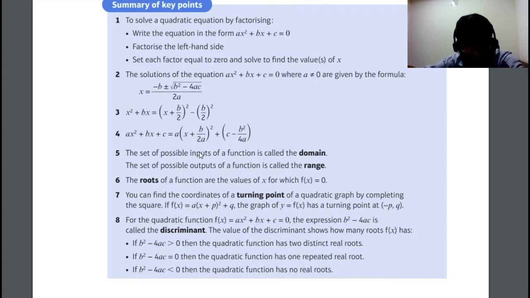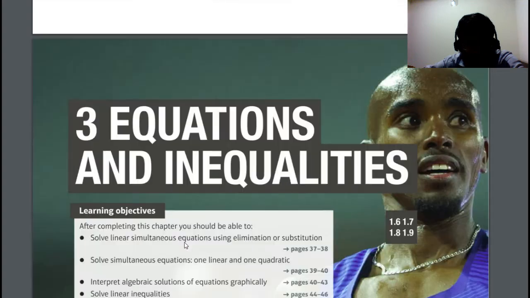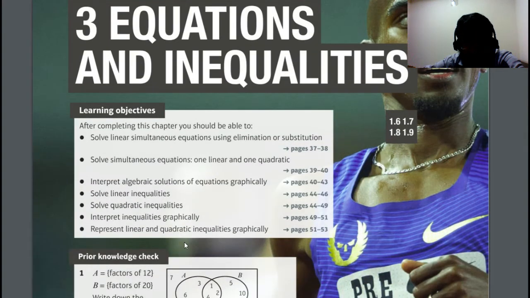Here's a summary of the whole chapter. Domain, range, roots of a function when f of x is 0, turning points, discriminant, all discussed. Okay, equations and inequalities.